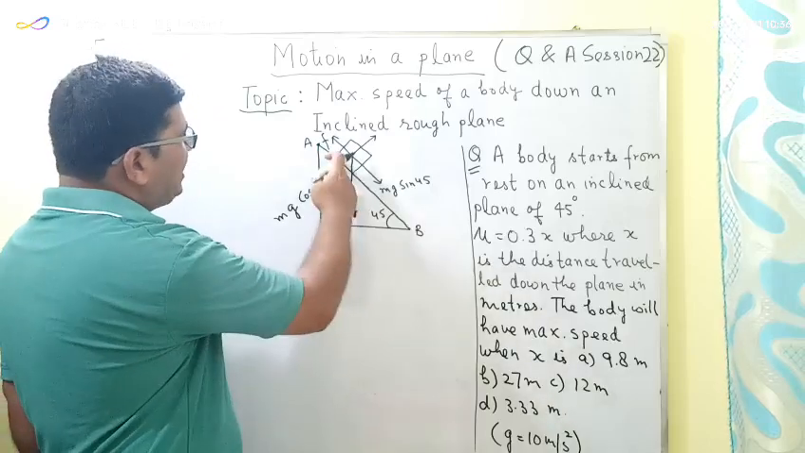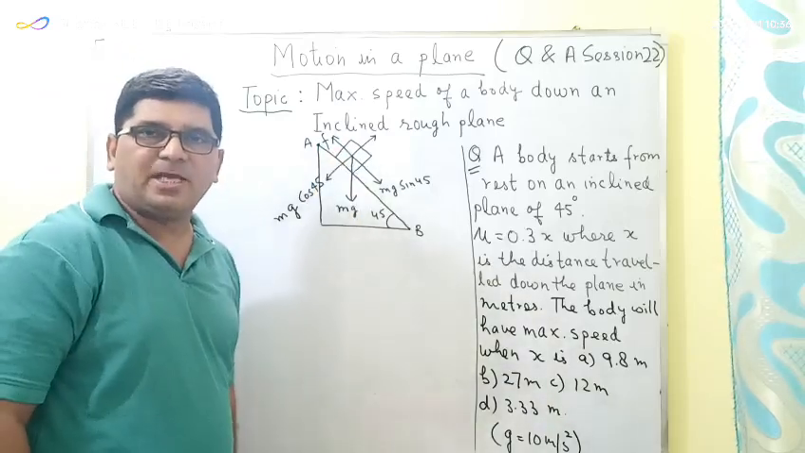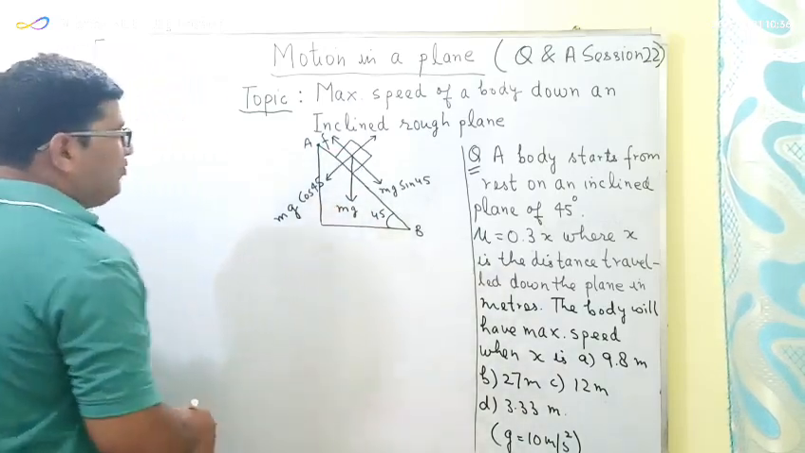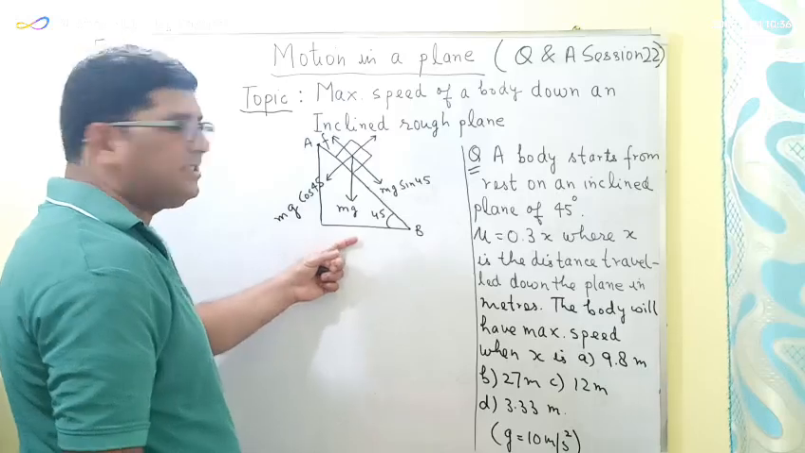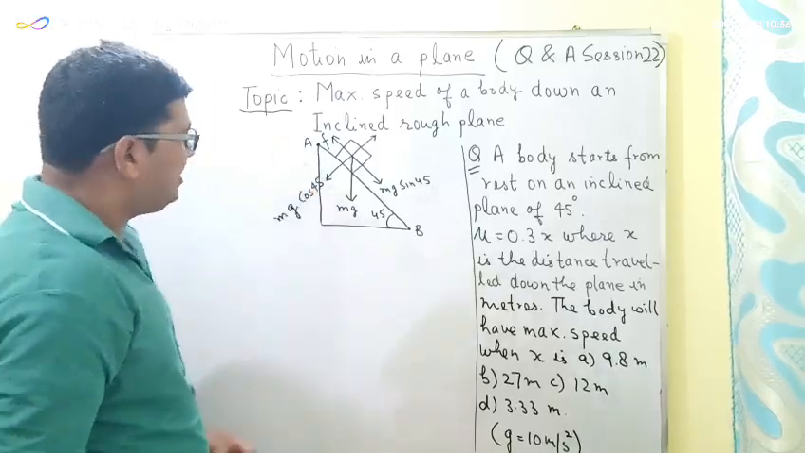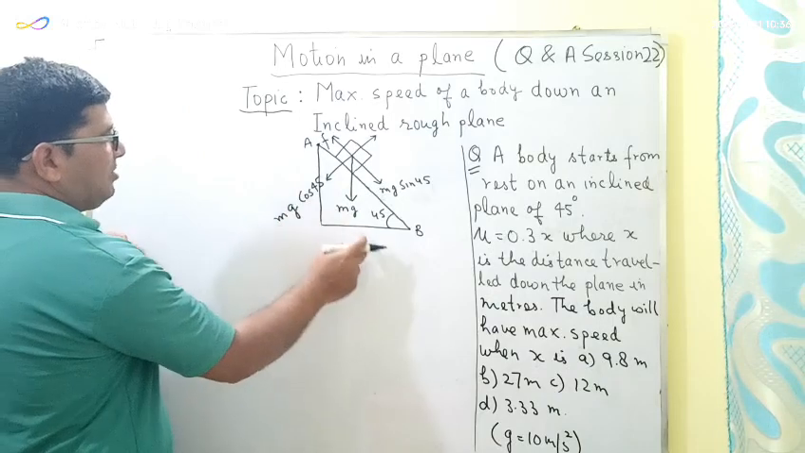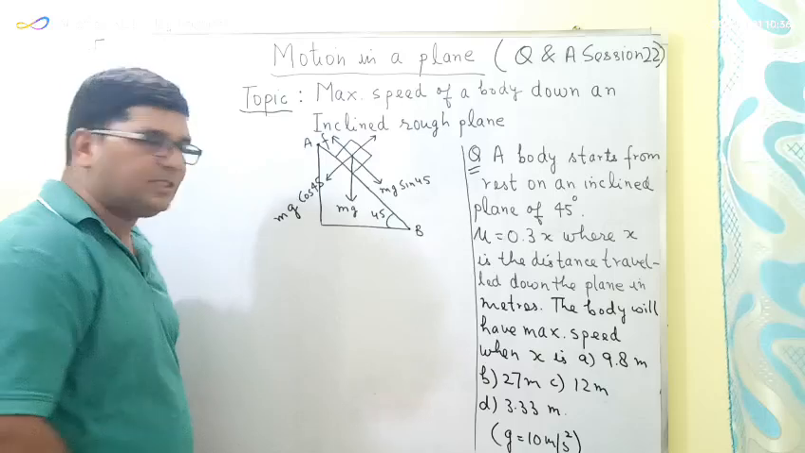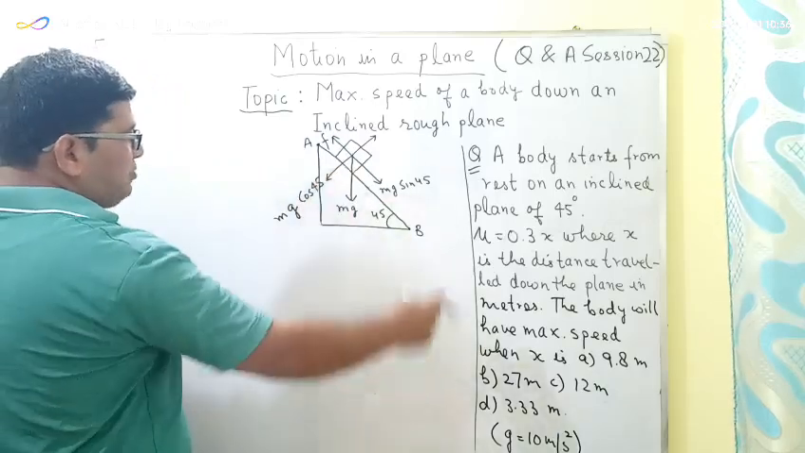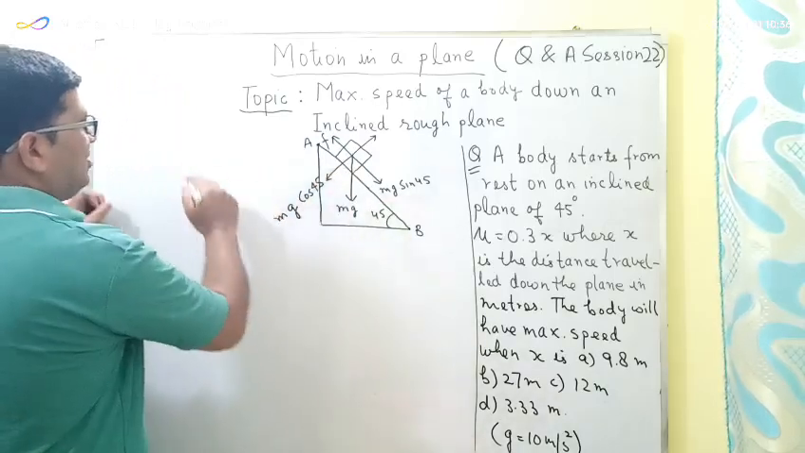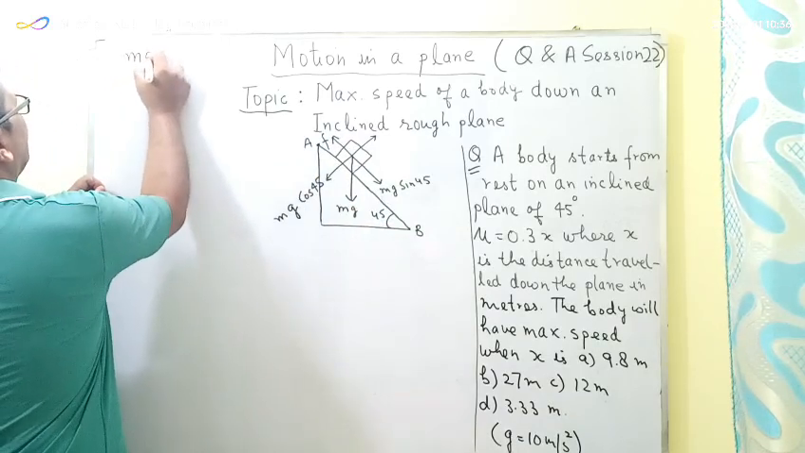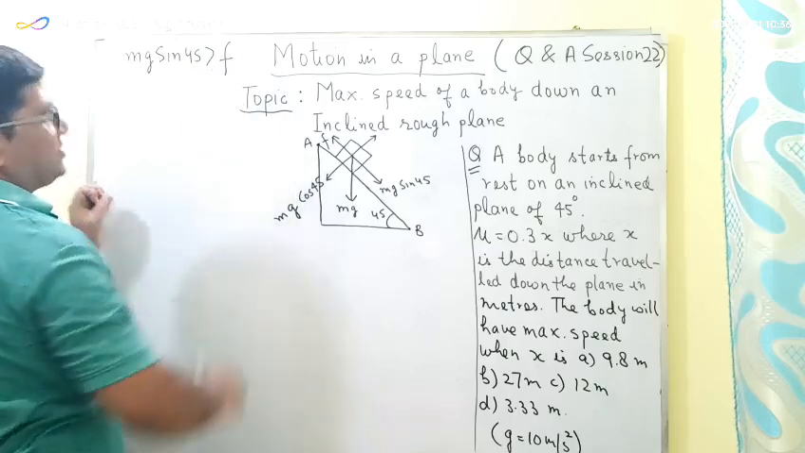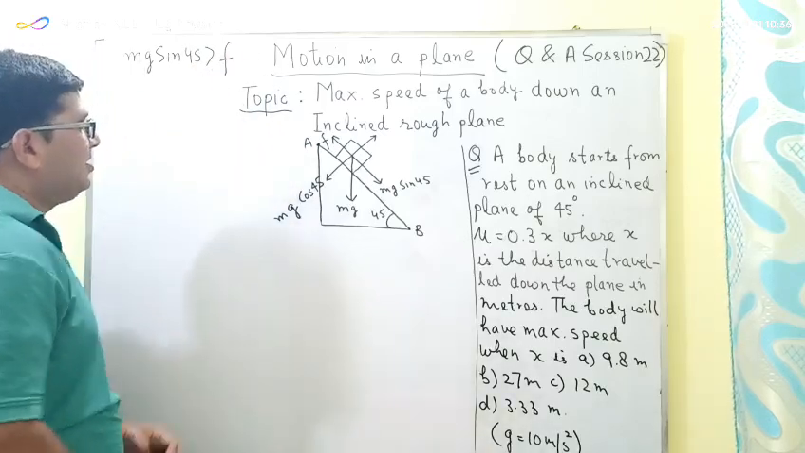Now this is a rough plane, so the force of friction will be acting in the upward direction because the force of friction opposes the relative motion. First of all we will find the net acceleration of this body when it is moving down. For calculating the net acceleration, we first find the net force acting on this body. Since the body is moving in the downward direction, mg sin 45 should be greater than the force of friction.